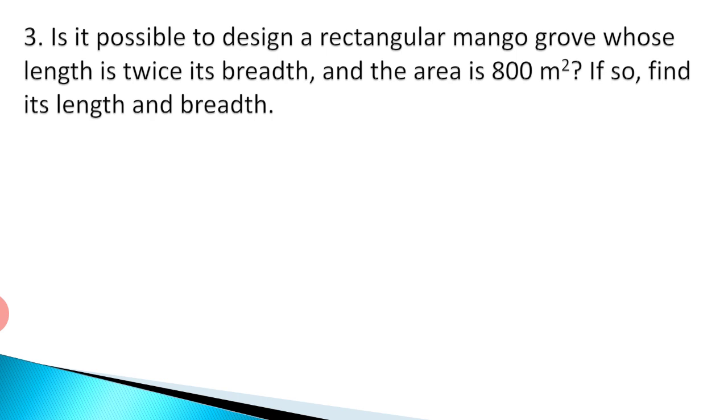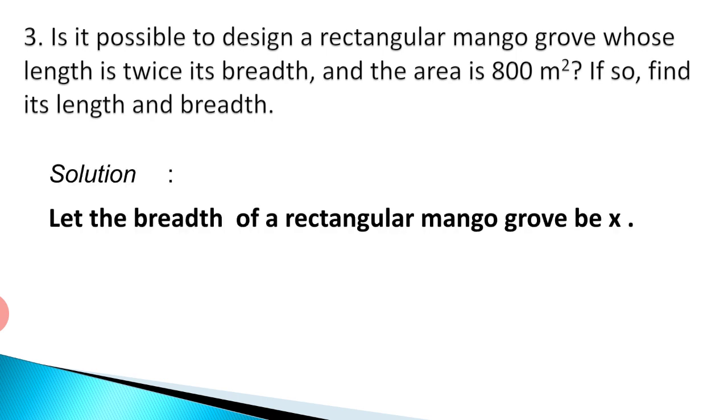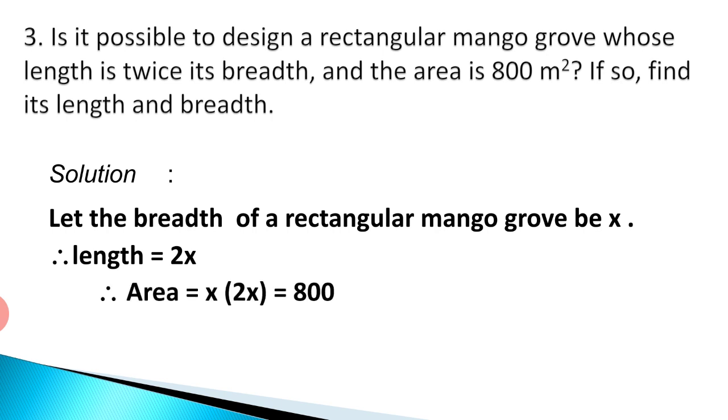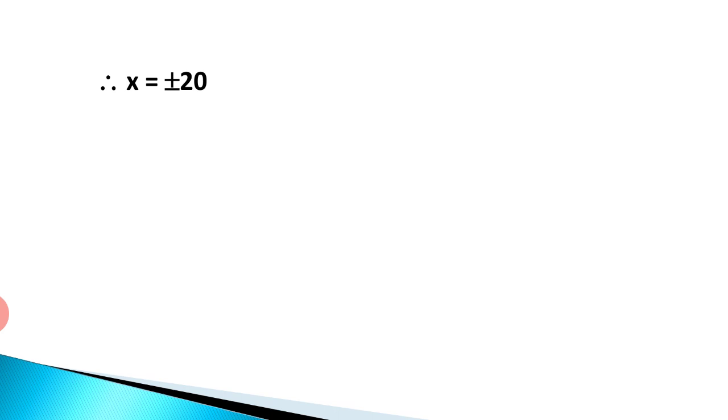Now what is the situation? We are talking about a rectangular mango grove, meaning it will have length and breadth. Area is given, and one important condition is given that length is twice its breadth. So again an assumption: let the breadth of the rectangular mango grove be x. So length will be twice x. Now x into 2x will be 800. So we will get 2x square is equal to 800. So x square is equal to 400. So x will be equal to square root of 400, that is plus minus 20.